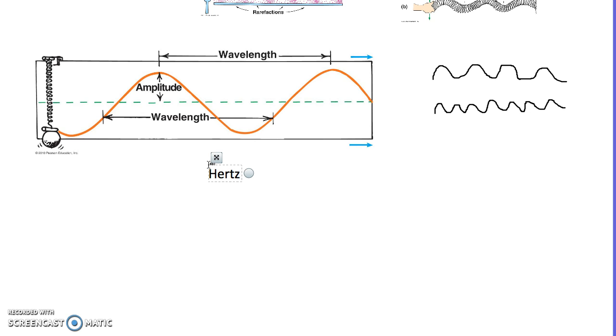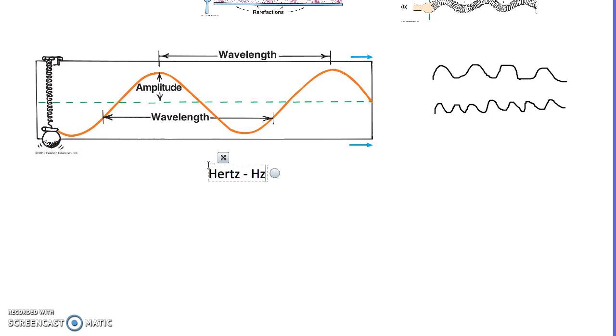Okay, H-E-R-T-Z, or the abbreviation of it would just be Hz. Okay, so hertz. So we're talking about how many hertz it's going. We're talking about how many vibrations or cycles, wavelengths, whatever you want to think about it as, per second go by. Okay, in 1 second. All right, so that's what a hertz is.